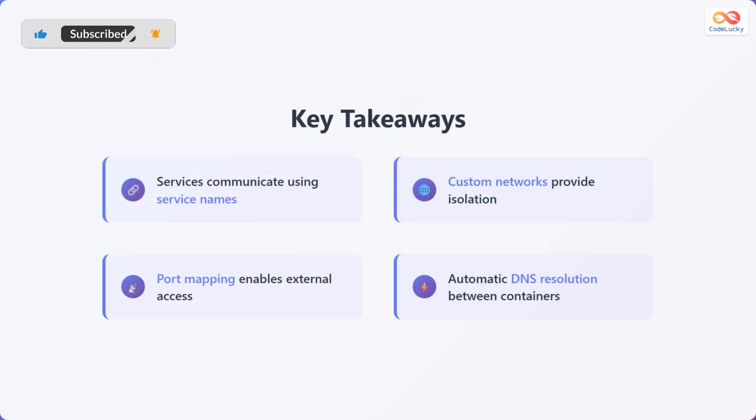Let's recap the key concepts. Services can communicate using service names. Custom networks provide isolation between services. Port mapping enables external access to containers, and there is automatic domain name service resolution between containers in the same network.